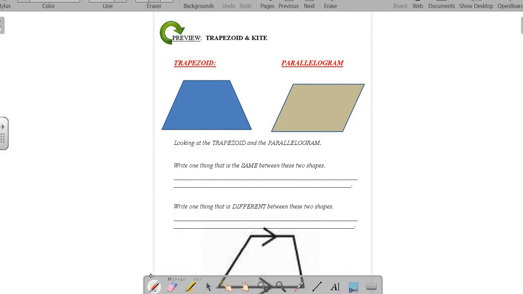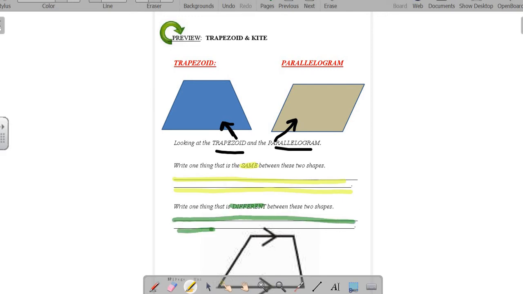So, basic definition, take a look here at the trapezoid on the left and the parallelogram on the right. These sentences I am not filling out for you. You are doing this yourself, and I'll be looking to see that you have a sentence. You're going to write one thing that is the same between these two shapes. What do these two shapes have in common? And then what makes these two shapes different? So pause the video and cite one commonality and one difference between a trapezoid and a kite.